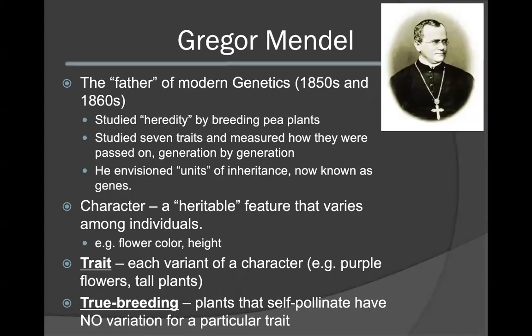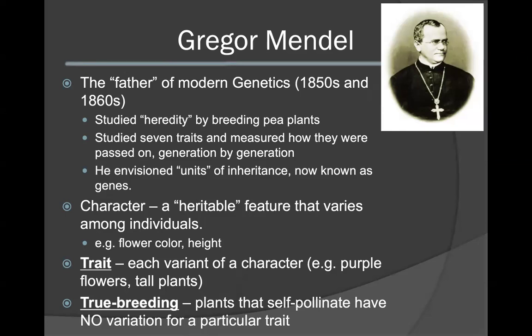Gregor Mendel is considered to be the father of our modern day genetics. He spent most of his time breeding different pea plants and looking at how different characteristics were passed on from one generation to the next. He envisioned these as units of inheritance, and this is what we now know as genes.